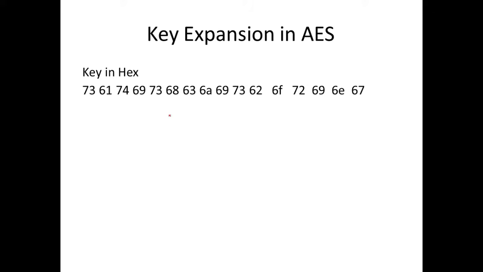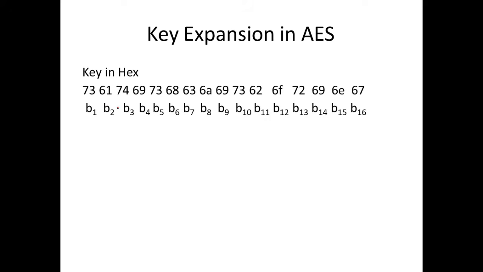So now, just for better understanding, say this is byte 1, 73 is byte 1, 61 is byte 2, 74 is byte 3, 69 is byte 4, and so on. So 67 is byte 16.